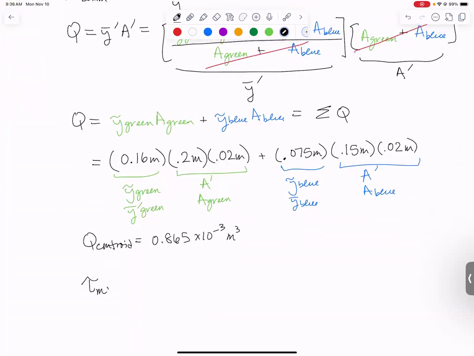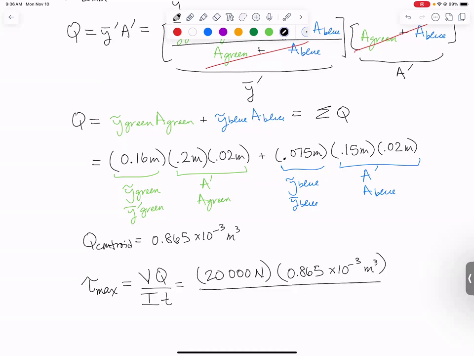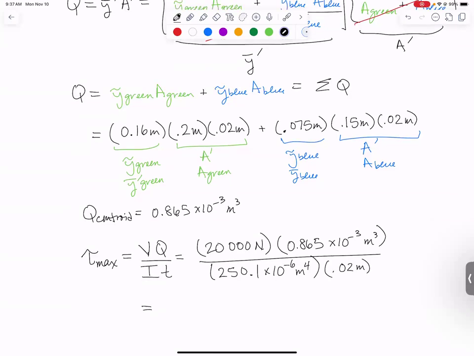If I want to find tau max for this cross section, we need V times that Q all over moment of inertia times that thickness. Our shear force for this problem was 20 kilonewtons, or 20,000 newtons. We just found Q max, 0.865 times 10 to the minus third meters cubed, and we need to divide it by our moment of inertia. We found that last time, 250.1 times 10 to the minus sixth meters to the fourth, and the thickness is just that little 20 millimeters, 0.02 meters. And it comes out to be 3.46 times 10 to the sixth newtons per square meter, or 3.46 megapascals.